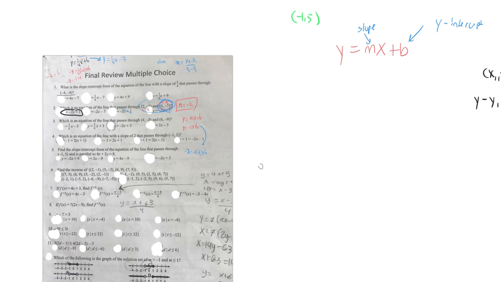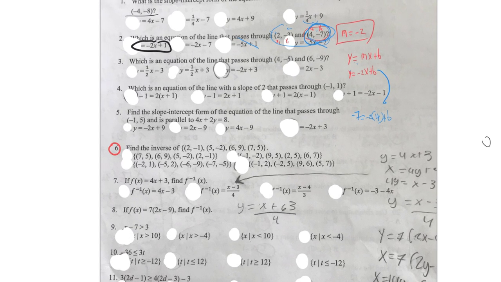Okay, so problem number 6, let's see, find the inverse of all that. Okay, so that's very easy. All you have to do is just switch the x and y coordinates. So instead of 2, -1, it's going to be -1, 2. Instead of 5, -2, it's going to be -2, 5, and so on. So it looks like that's happening here. So that's going to be the answer to that one.